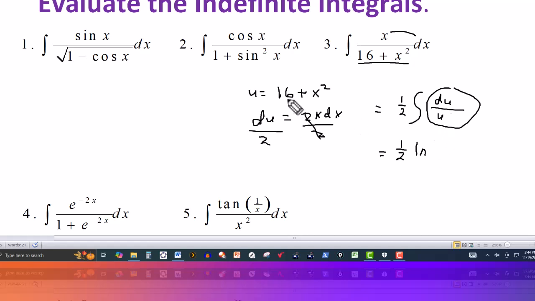But u is 16 plus x squared, and because we have a plus x squared here, this can never be negative, so I don't need absolute values here. I just put parentheses. This will be 16 plus x squared. And it's plus the constant of integration. So 1/2 natural log of 16 plus x squared plus the constant of integration is the solution for number 3.